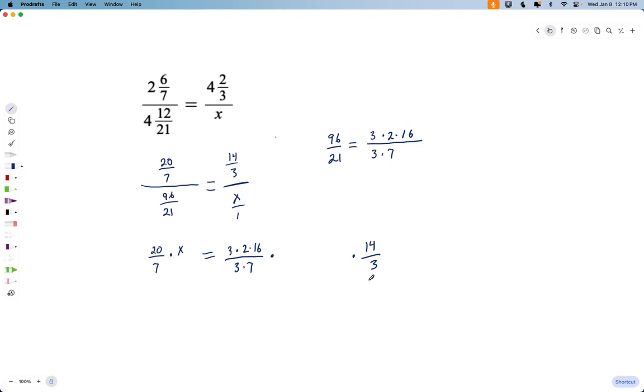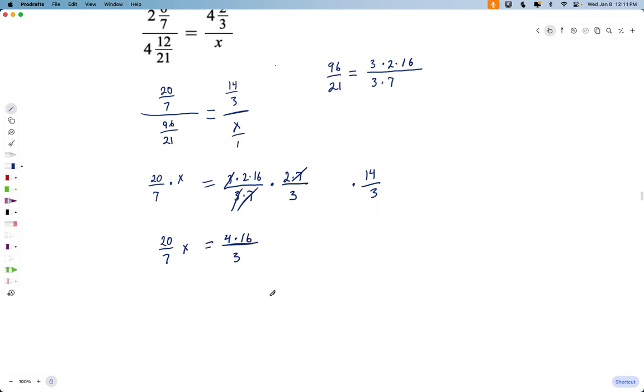And then we've got 14 over 3, right? Now we've got this, because we're multiplying by that. We know this is 2 times 7, and this is just 3. So right away, we can get rid of the 3's, and we can get rid of the 7's. That's really all we can get rid of. So 20 over 7 x is equal to 2 times 2, that's 4 times 16. I'm not going to multiply it just yet, over 3. Let's just leave it like this until we can figure out what we need to do. I know that 4 times 16 is 64.